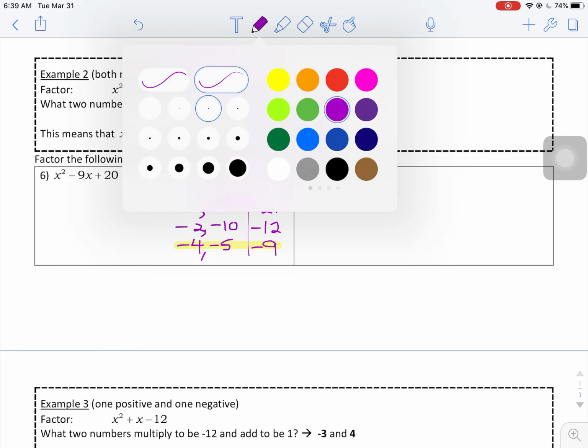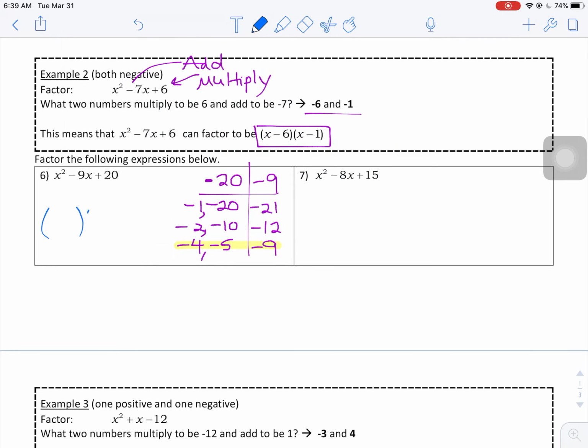So now we head over to the left side. Get ready to write our answer. So always the two sets of parentheses with the x in the first slot. And again, the x in the first slot is us splitting x squared into x times x. And then negative 4 and negative 5. So that's it. That's your answer. If you FOIL that back out, you get what you started with. Pause the video and try 7.